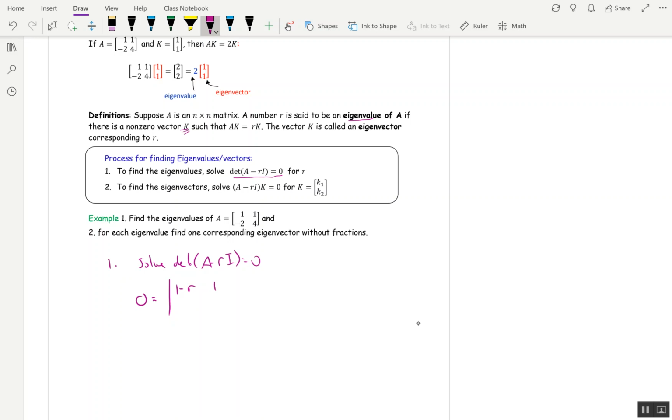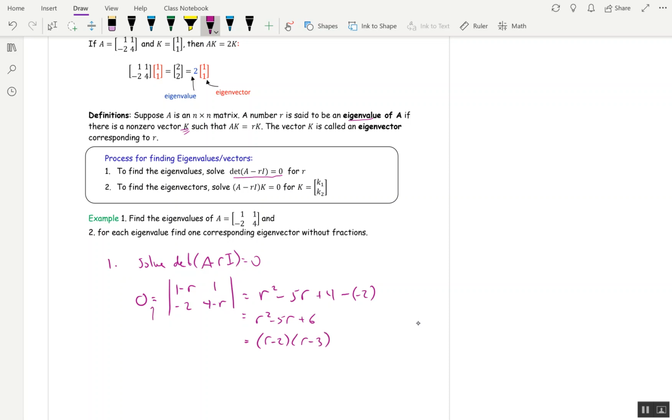1 minus r, 1, negative 2, 4 minus r. All right, and that's 1 minus r times 4 minus r, which is r squared minus 5r plus 4. And then I'm going to subtract negative 2. So that's r squared minus 5r plus 6. All right, and that factors as r minus 2, r minus 3.